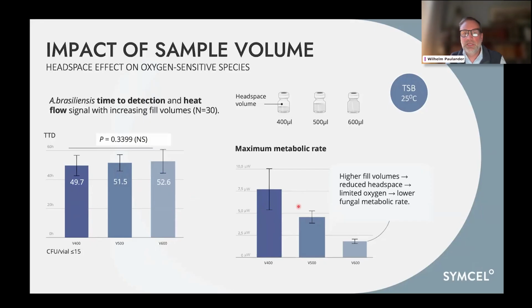However, when you look at the metabolic output of the organisms, you can see that there's a clear impact on the metabolic output when you increase the volume. This, I think, is very interesting and also important because it showcases how much product you can load in our vials before you might have an effect on either time to detection or that you might actually get a too low signal that would create a false negative in our system.